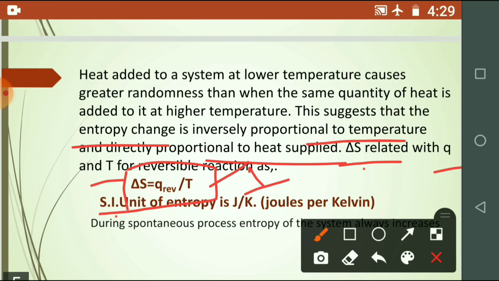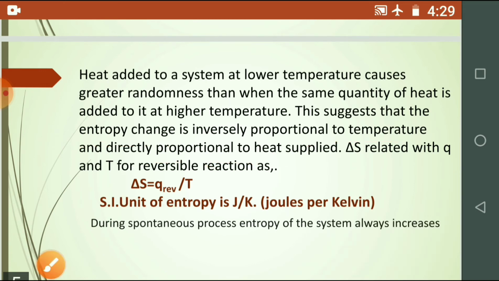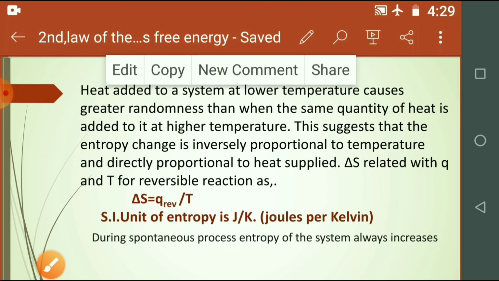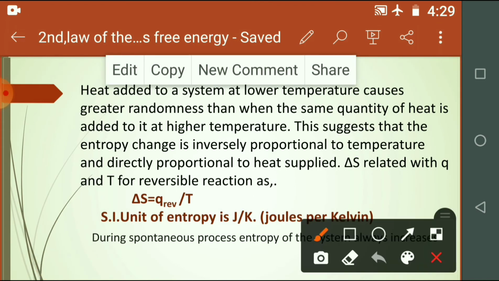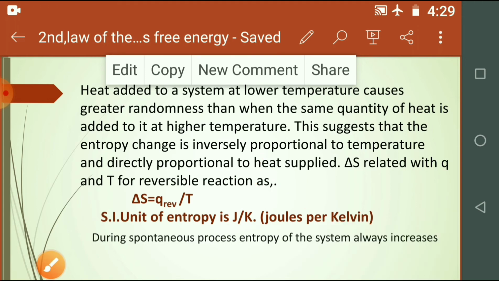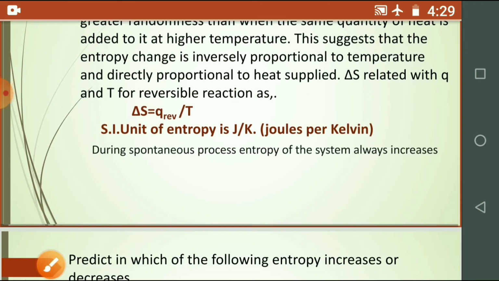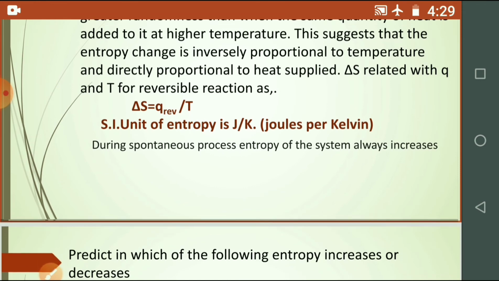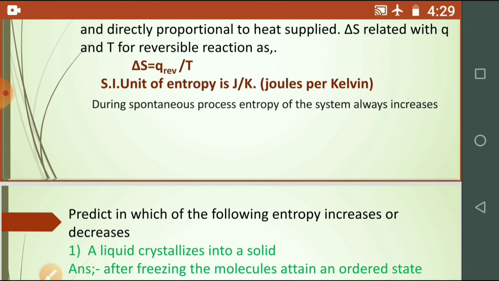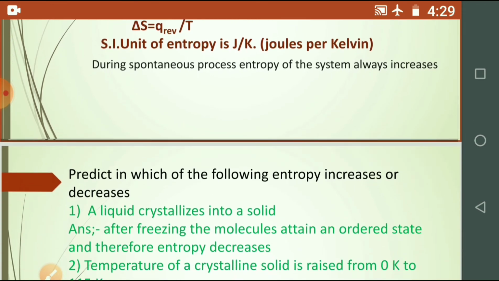The SI unit of entropy is joules per Kelvin. Because look here, Q is in terms of joules and temperature in terms of Kelvin. So the unit of entropy is joules per Kelvin. During a spontaneous process, entropy of the system always increases. System as well as surroundings increase.